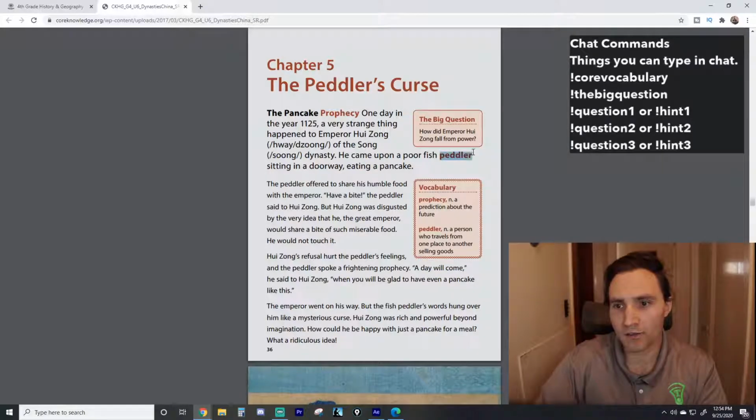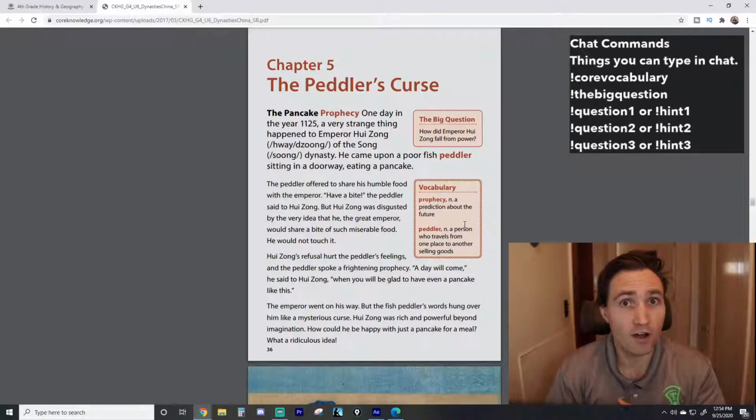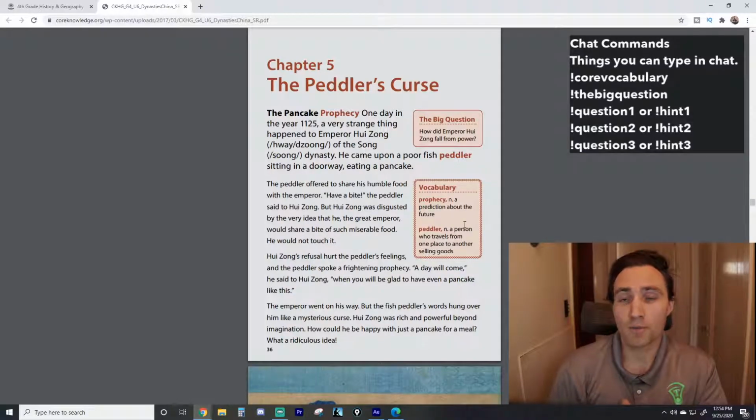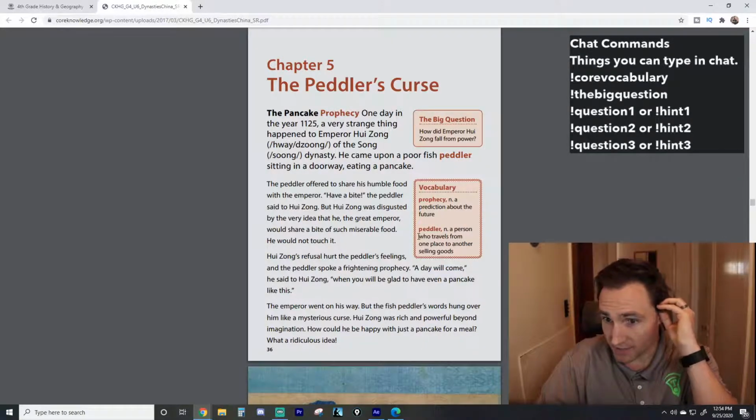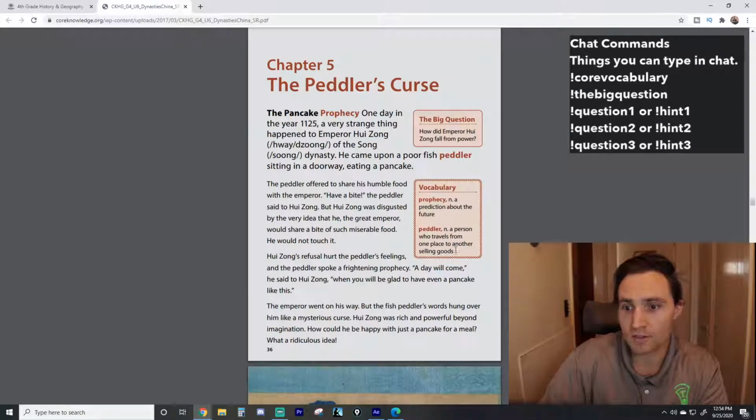All right, so we're coming to the first vocabulary words. Actually, our first two. Almost skipped over that one. Let's think about these vocabulary words: prophecy and peddler. What is a prophecy and what is a peddler? Well, a prophecy is a prediction about the future. Maybe you've read stories or heard of people called prophets or people making prophecies about the future. These are predictions about the future. So we're learning about the pancake prediction of the future. What's the pancake prophecy? And a peddler is a person who travels from one place to another selling goods.